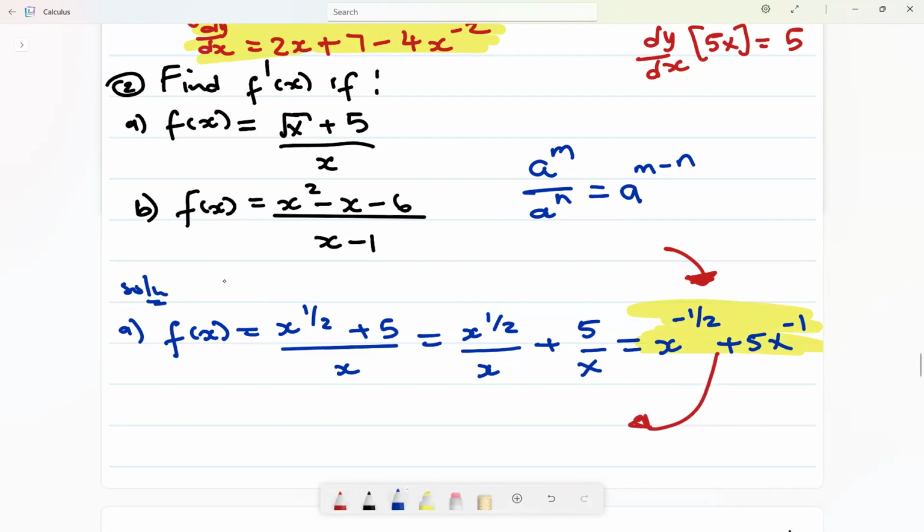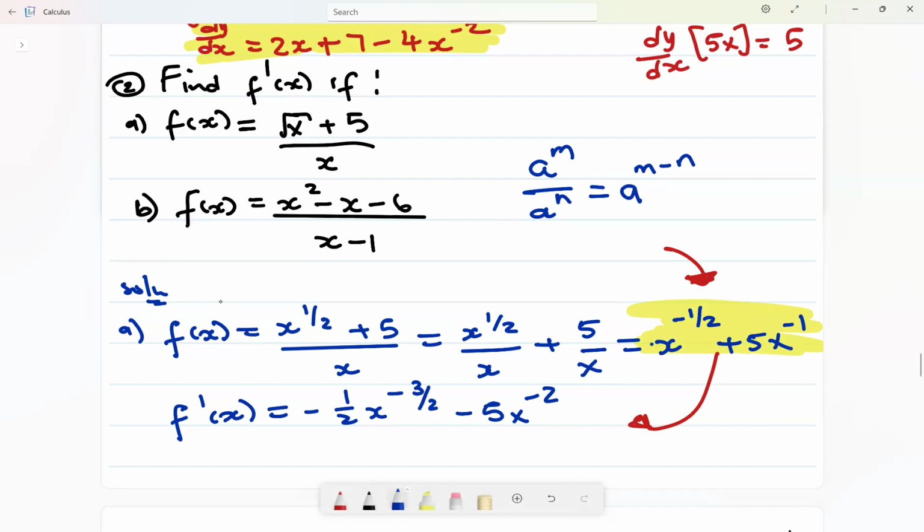When I differentiate that, I say f prime of x now, okay? Then remember, it is this exponent multiplied by the coefficient here, which is 1. It's going to be negative half x. Then negative 1 divided by 2 minus 1. Remember, subtract the exponent by 1. It is negative 3 divided by 2. Then 5 multiplied by negative 1 is negative 5x. Therefore, negative 1 minus 1 is negative 2. Like that.